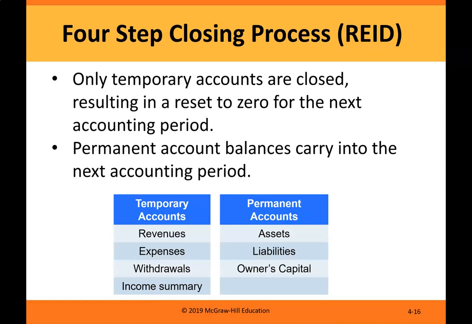Only temporary accounts are closed, resulting in a reset to 0 for the next accounting period. Permanent account balances carry into the next accounting period. So temporary accounts are your revenues, expenses, withdrawals, and income summary. Your permanent accounts are your assets and your liabilities and your owner's capital.